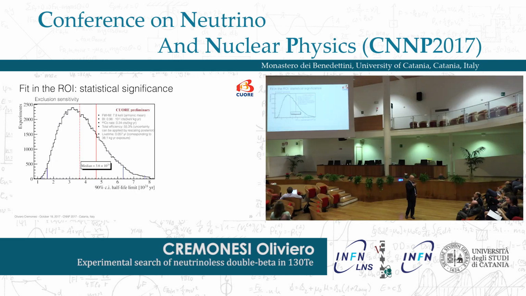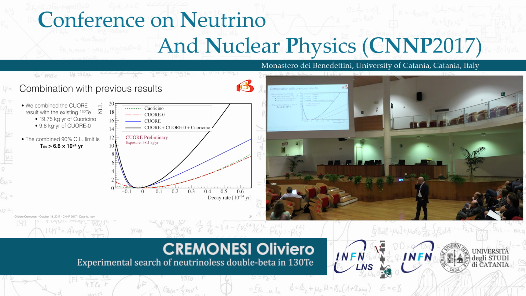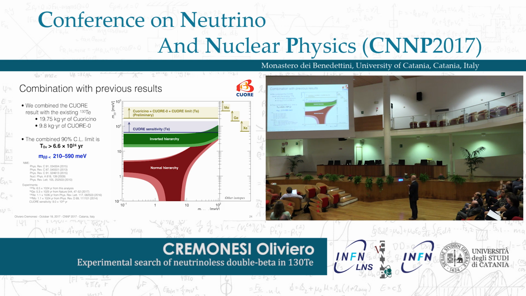Concerning a discussion that there was yesterday with Luciano and others, this is what we expect. This is our limit, and this is the median distribution that you expect. We repeated the same also computing the limits on a number of experiments, and also here the value is compatible with the distribution of limits that you expect from statistical fluctuations. Then we also combined the results with previous experiments, and what we got is a limit which is now the best, already with 3 weeks, the best limit on tellurium 130.